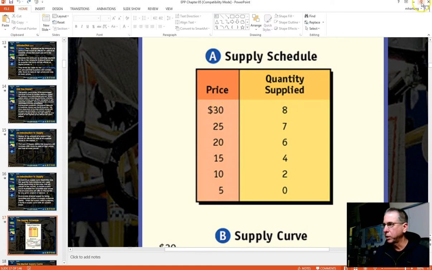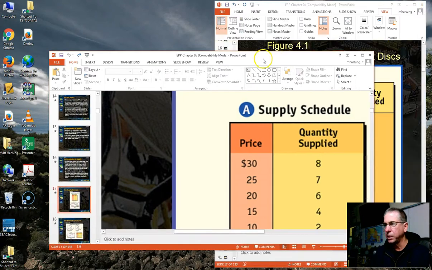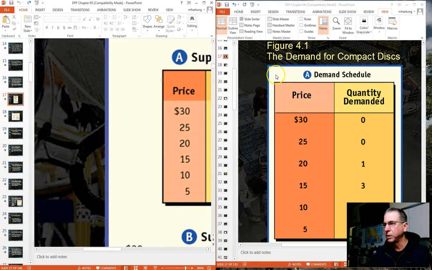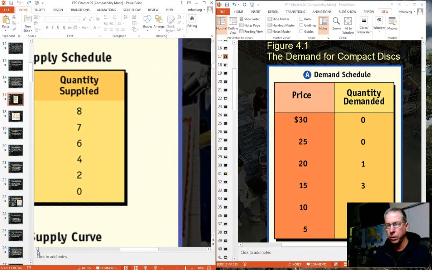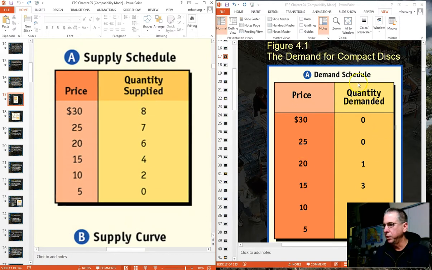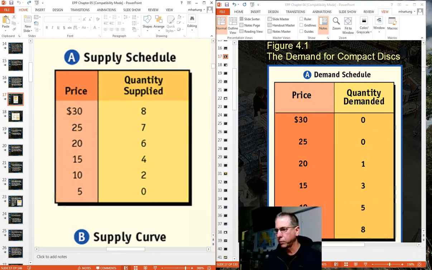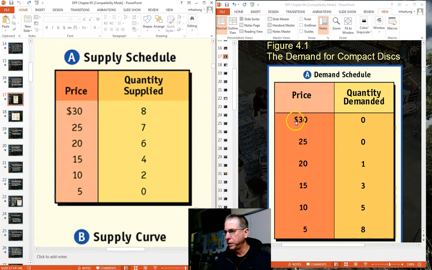Now, let's do a quick retake of the previous chapter. Here was that demand schedule that we used. Let me get this over so we can see both of them. There we go. So here's Chapter 4. And notice that a price of $30, 0 quantity demanded, but at a price of $30 over here, quantity supplied is 8. So it's just the opposite.